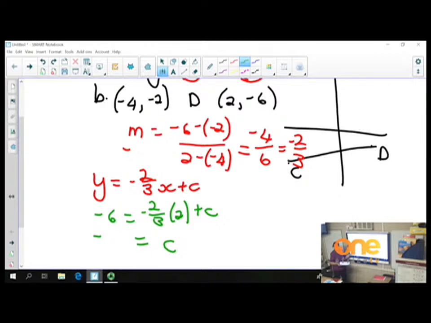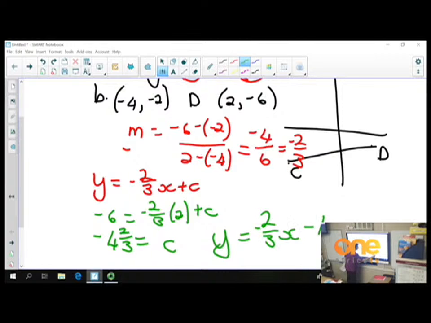So -6 plus 1 1/3 should be... What is -6 plus 1 1/3? It is -4 2/3. So that means that your equation is now y = -2/3 x minus 4 2/3. If you write it as 14 over 3, it's the same, so it's no problem. It will be correct. That won't be a problem then.